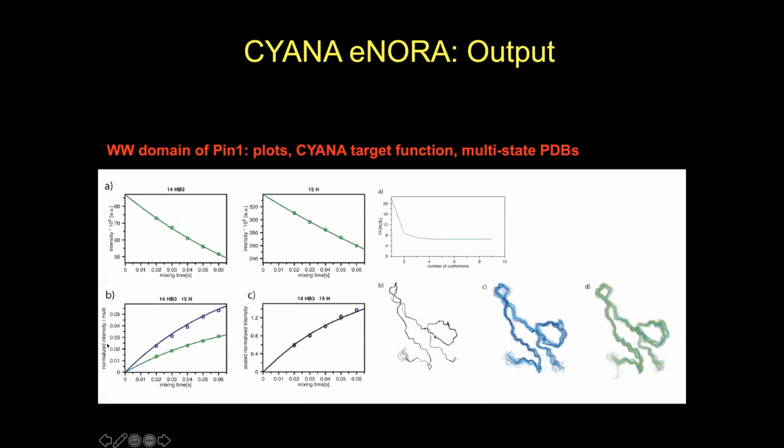Okay. Now the output. Cyano gives you only text files with a few exceptions. This would be here, the plots of decays and buildups. This is very similar to the MATLAB version, so I don't really have to comment on that. And it also provides a plot of the target function if you run different numbers of states. So I have shown before that you can reduce violations when you allow for more than one state, which is typically happening when you have a dynamic protein.